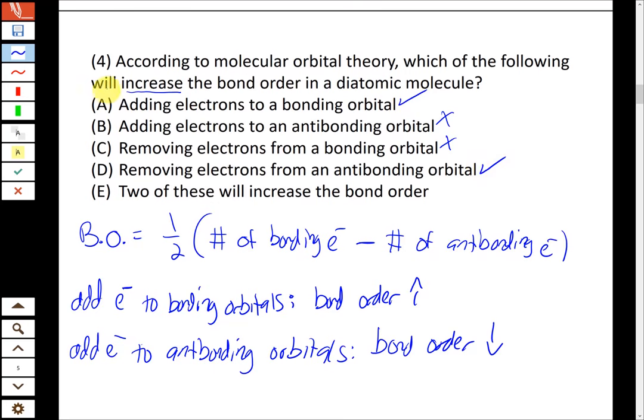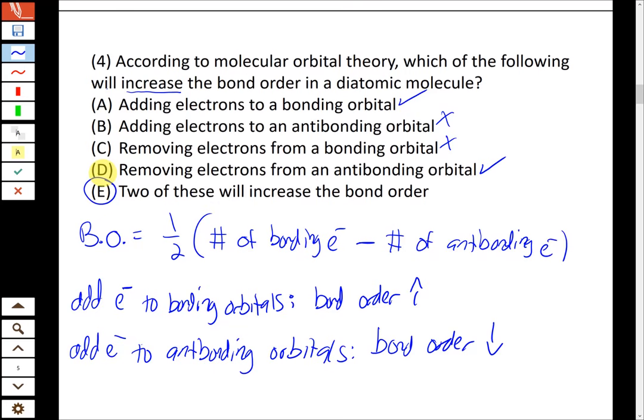So those two, A and D, will both increase the bond order of a molecule. Adding electrons to a bonding orbital will strengthen the bond, or taking them away from the anti-bonding orbital would also strengthen the bond. So the correct answer for this is E. Two of those would increase the bond order. All right, any questions on that?